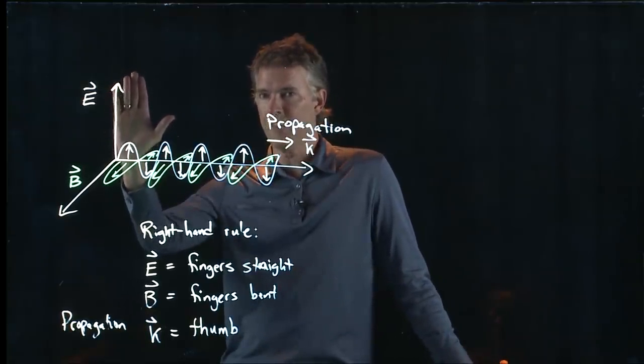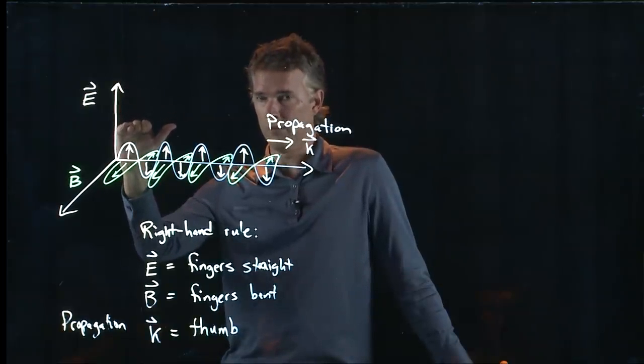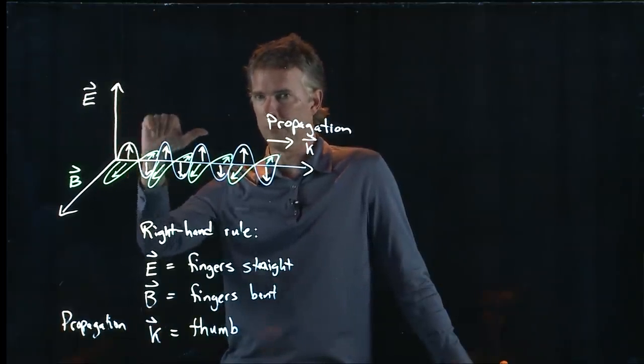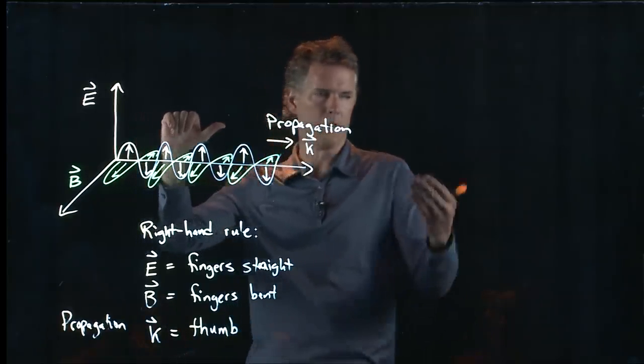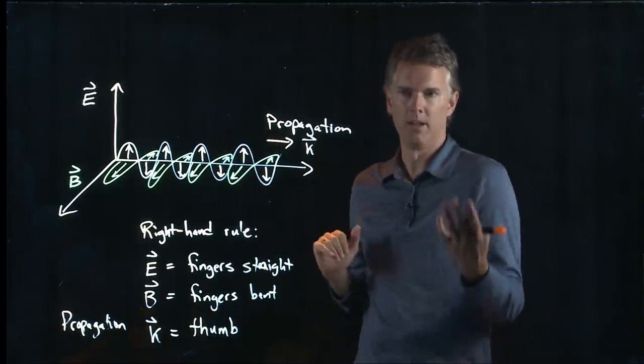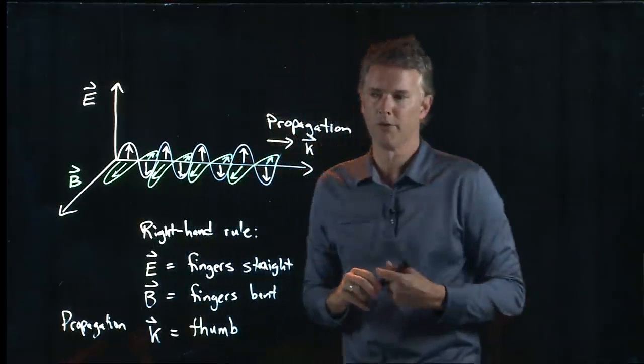My fingers are in the direction of E, yes? Now I'm in the direction of B because it's coming out towards you. And now my thumb is going in the direction of K. Is that working? Yeah. It gets confusing when you're looking over here at the glass because it's inverted on the screen, and so we have to do a little clever trick there.